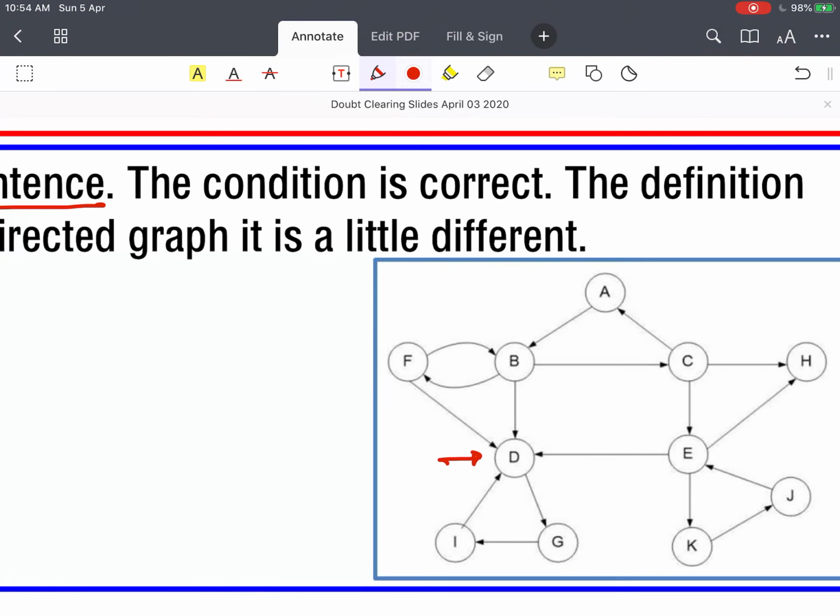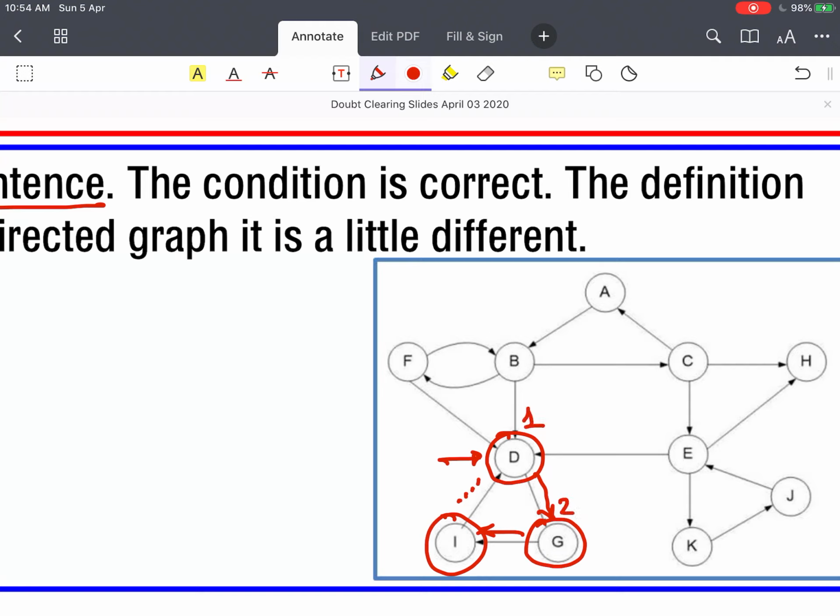Let me show it by the example here. In this example, suppose we start from this node. Then we will do this node. We will enter this node. We will come to this node. We will enter this node. We will come to this node. We will enter this node. This is the back edge.